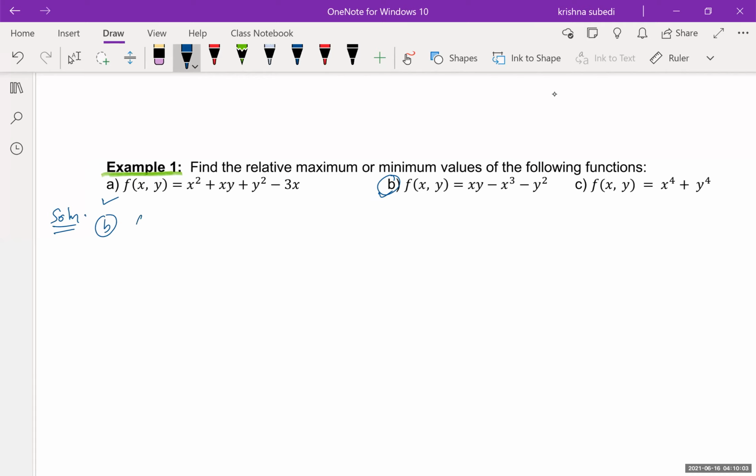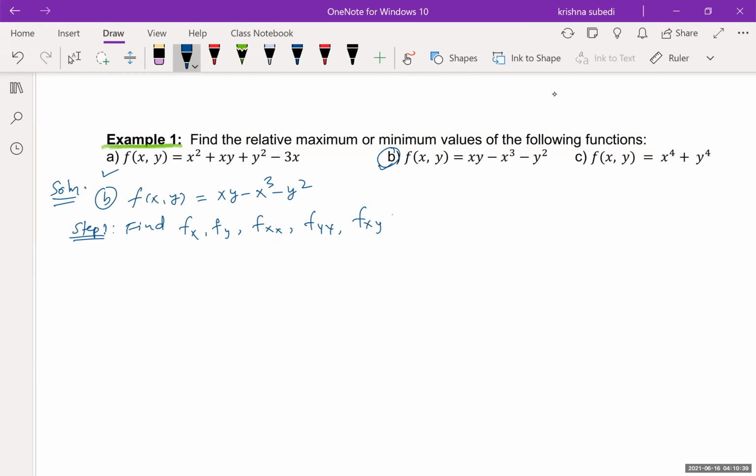Let me just copy the function. The function is f(x, y) equals xy minus x cubed minus y squared. All right. Step 1, find the first and second derivatives. You guys already know how to find the first and second order partial derivatives.